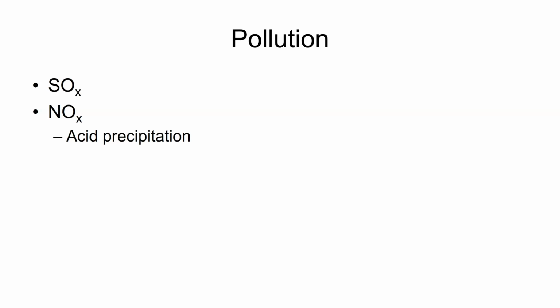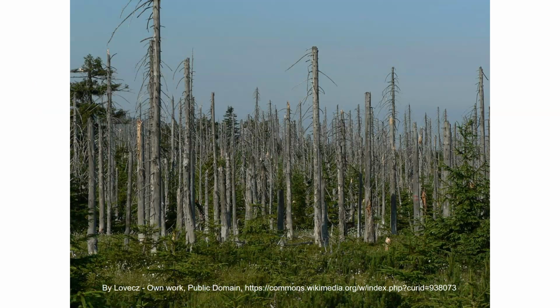These give us acid precipitation because these, when they get up into the higher atmosphere and they react with water, will form things like sulfuric acid or nitric acid, which then come down and could affect the pH of the soil. This shows you a plantation of pine trees where the trees are dead due to acid precipitation. This can be remediated over long periods of time.